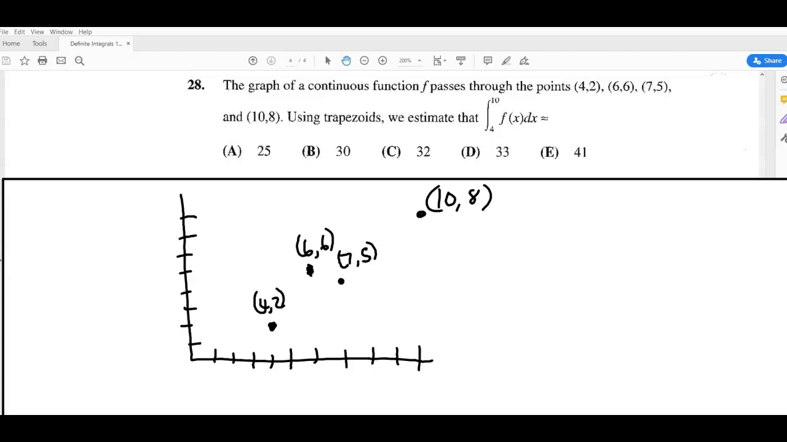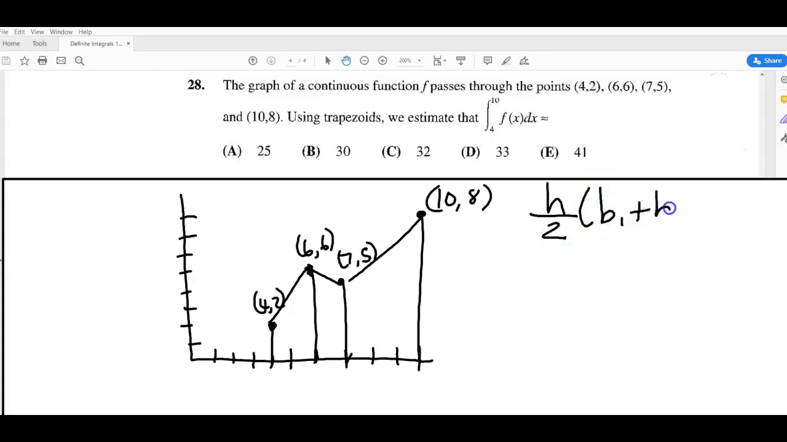Okay, and we're going to be using trapezoids. So for a trapezoid, you just take these, drop them straight down, connect the endpoints, and you're just going to find basically the area of each trapezoid that you're working with. So the area of a trapezoid is the height divided by 2 multiplied by the sum of the bases. And you've got to remember, it's a little bit weird, but the height is actually this length, and the bases are these ones.